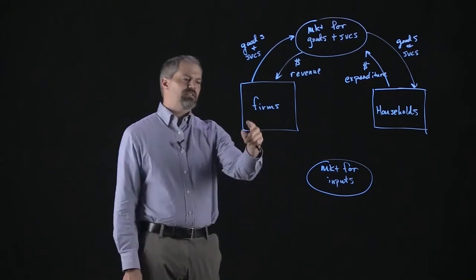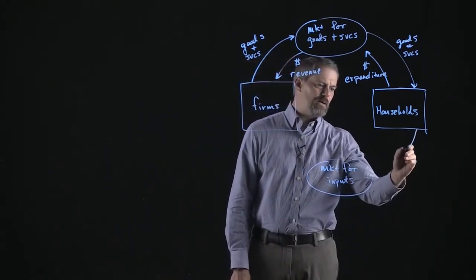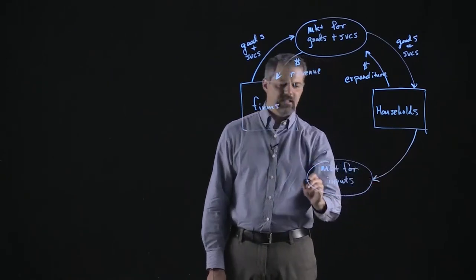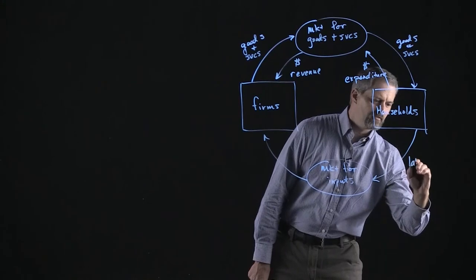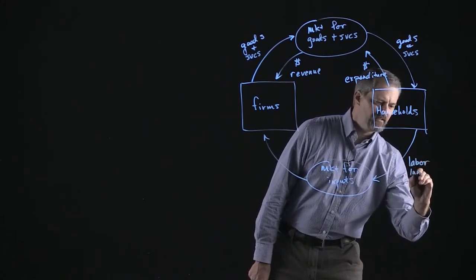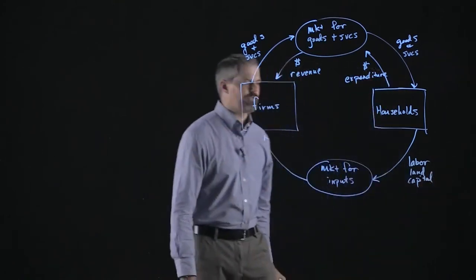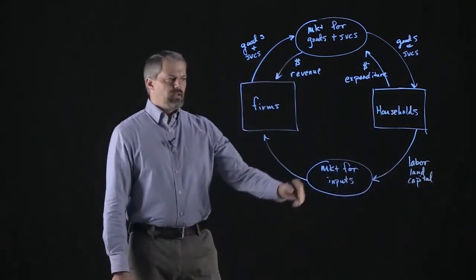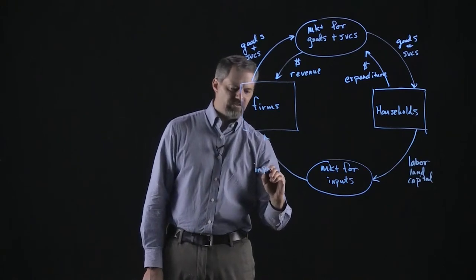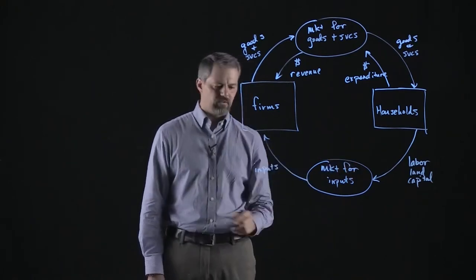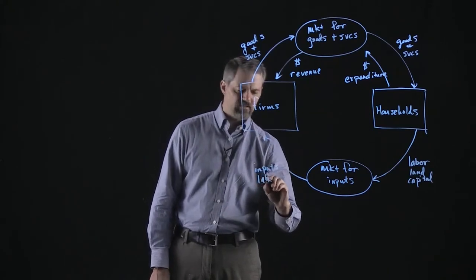If we think about this market for inputs, then the inputs come from the households into the firms. So these are things like labor and land and capital. Those things are owned by the households. And they go into the firms. These are the inputs. These are the factors of production, those land, labor, capital. So I'm going to say labor, etc.